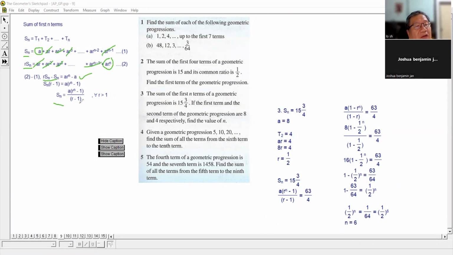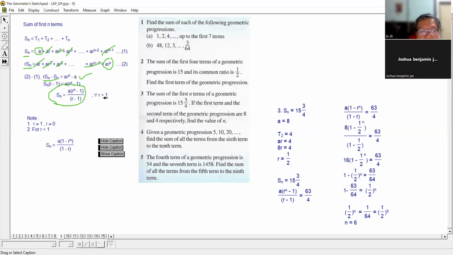So finally, I found out that Sn is actually a very simple term like this. There are not many terms. So Sn is equal to A times R to the power of n minus 1, divided by R minus 1. Okay, right. So this formula is true for the values of r bigger than 1.